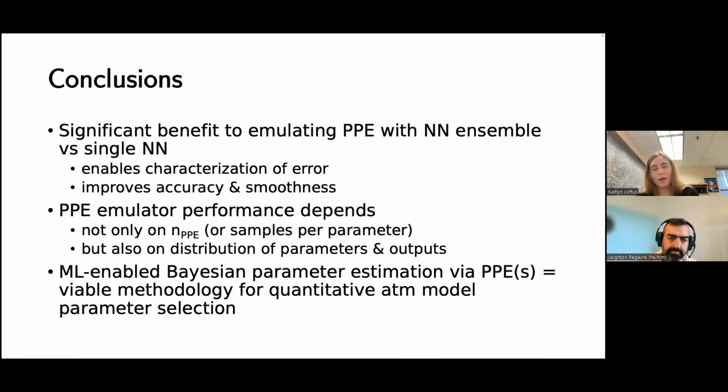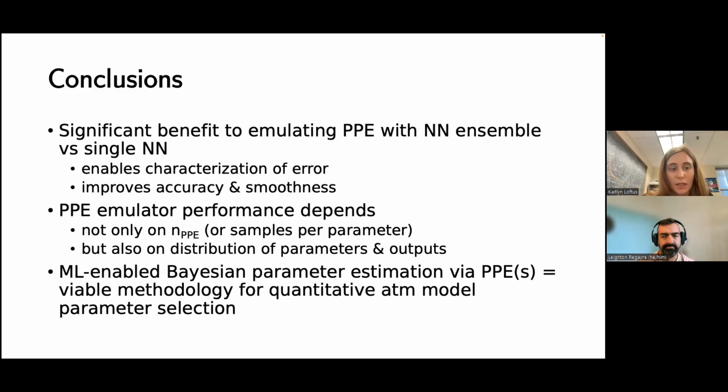And with that, I'll wrap up. So just to take some concluding points, we see significant benefit to emulating perturbed parameter ensemble results with a neural network ensemble versus a single neural network. This lets us characterize error and also improves accuracy and smoothness.